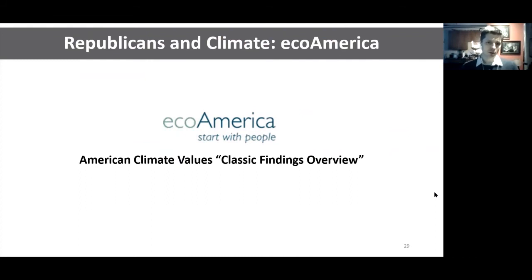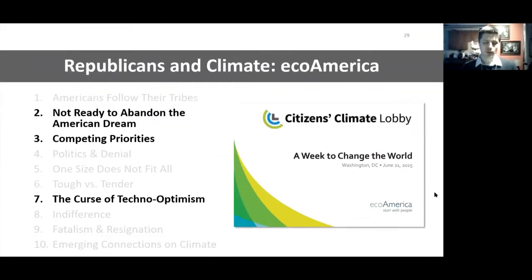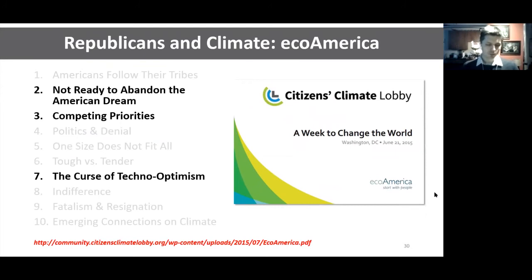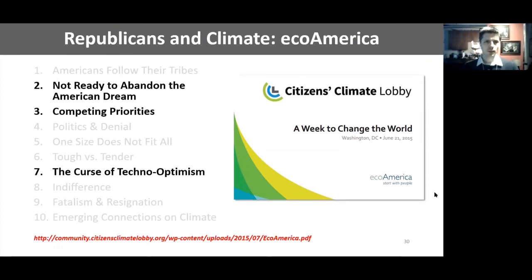And Eco America, they were actually at our conference, I believe in 2015, and they did this American climate values. They have this thing called the Classic Findings Overview, and they've done a lot of, again, focus group work and polling. And they came up with 10 findings. We're going to focus on 3 of them because I think, A, these are some of the most important 3, and B, we've covered a number of these other findings that are grayed out. So we're just going to focus on the 3 that we haven't touched on yet.